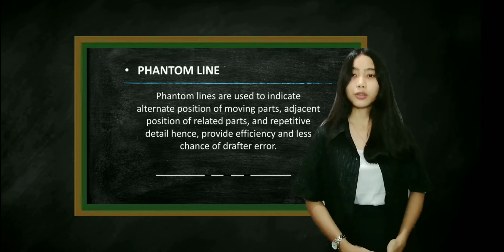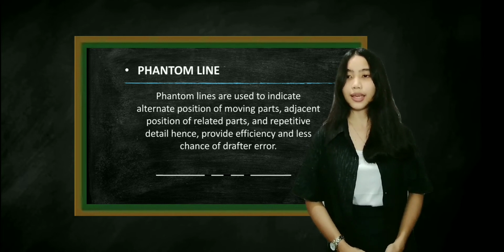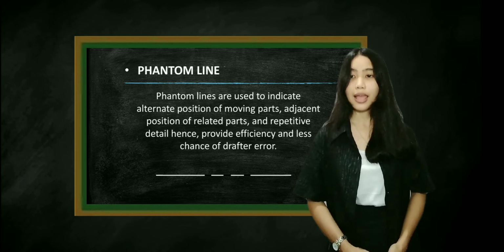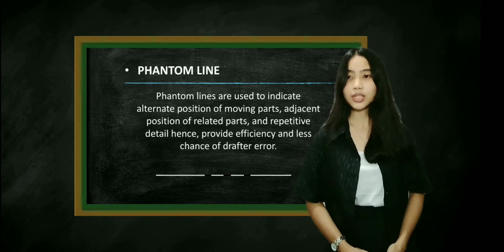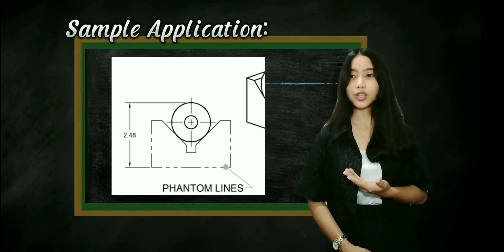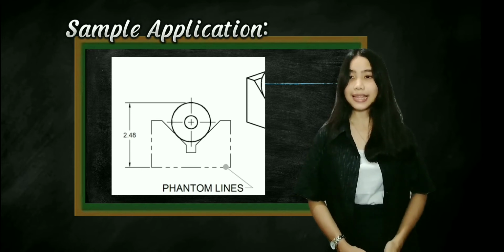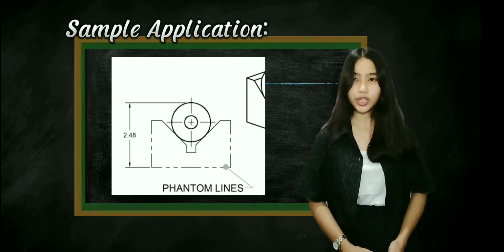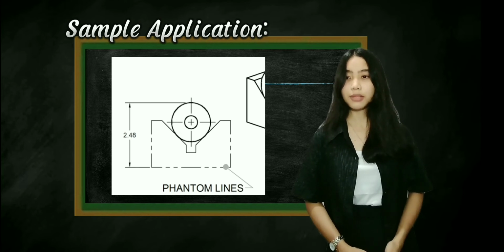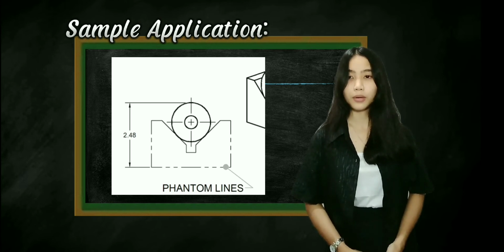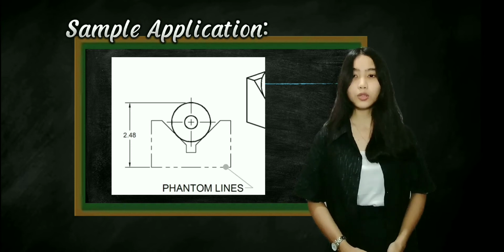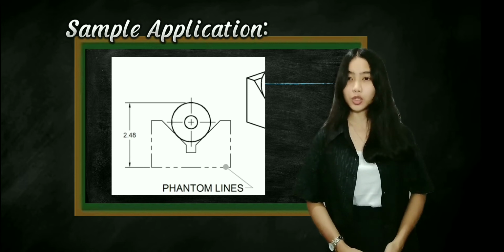Number 10, phantom line. A phantom line is used to indicate alternate position of moving parts, adjacent position of related parts, and repetitive detail, hence providing efficiency and less chance of drafter error. Here is a sample application of phantom line. It has thin lines made up of long dashes alternating with short dashes. The use of it is to eliminate the confusion of thinking maybe 2 parts instead of just 1. They also show how 2 or more parts go together without having to draw and dimension all.